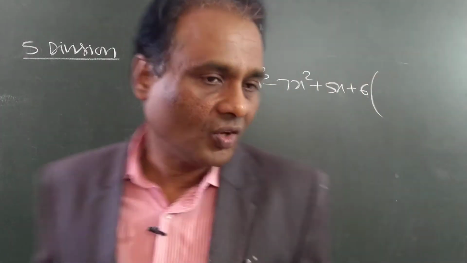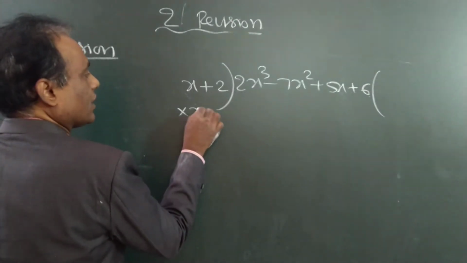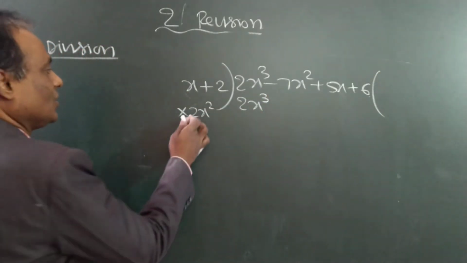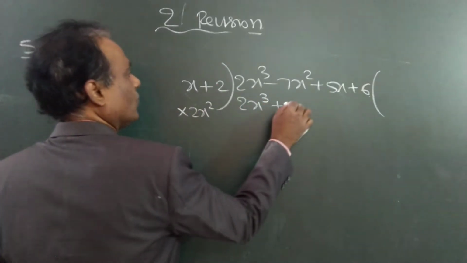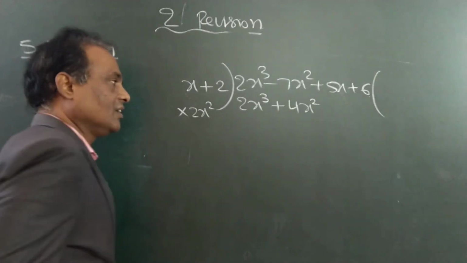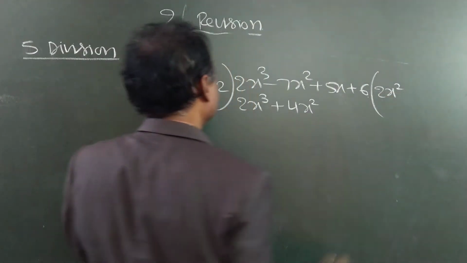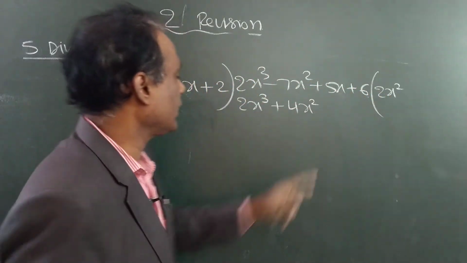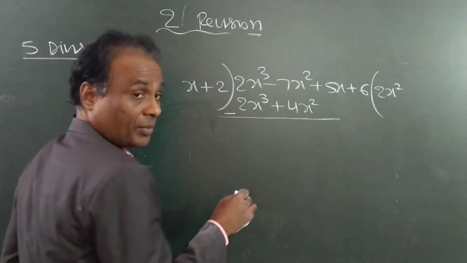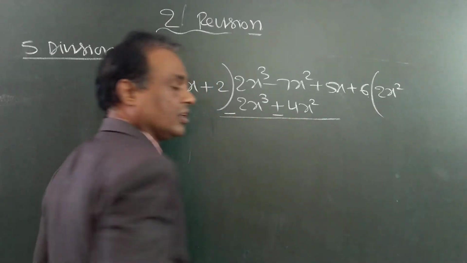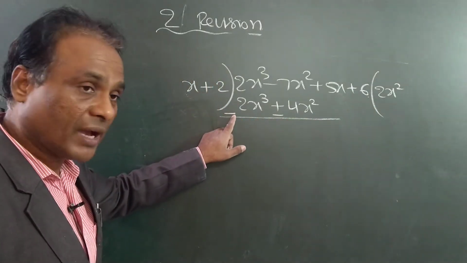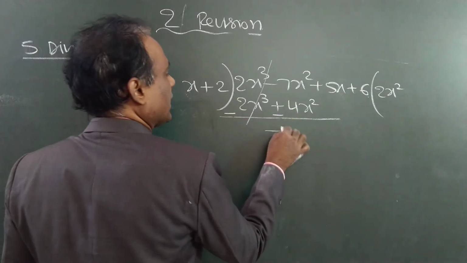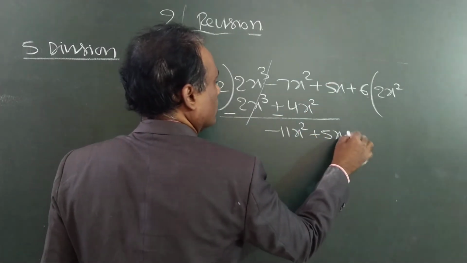See here, what do we have to take? How to get 2x cubed? Take 2x square: 2x square into x is 2x cubed, and 2 twos are 4x square. That means we took 2x square. Now subtraction: we have to subtract, which means all the signs of the second expression will change. Already it is plus, it will become minus; it is plus, it will become minus. These two first terms get cancelled. We get 7 minus 4, that is minus 11x square, plus 5x plus 6.